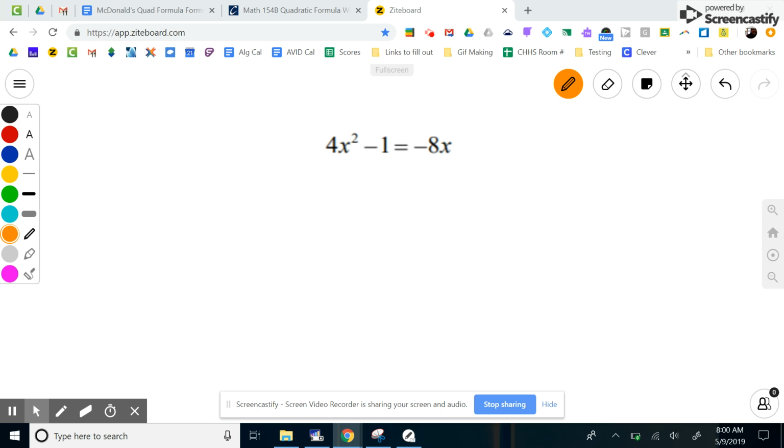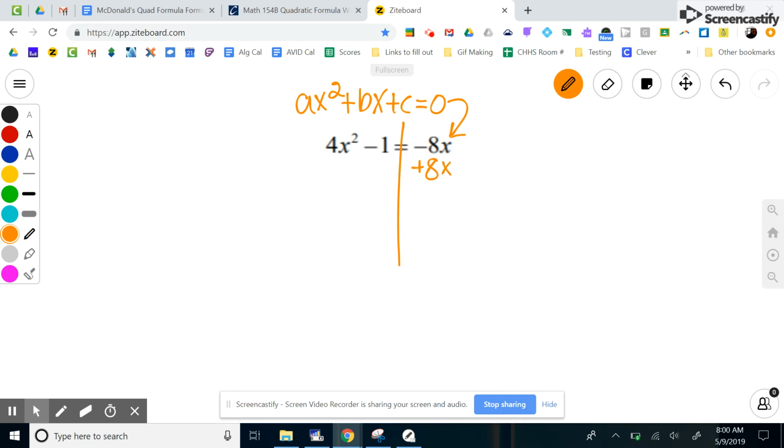First step, as always, put it in standard form. So standard form is ax squared plus bx plus c equals 0. So this one equals negative 8x. So that does not equal 0, so I need to get this one equal to 0. So I'm going to move this negative 8x. In order to move it, I need to add it.